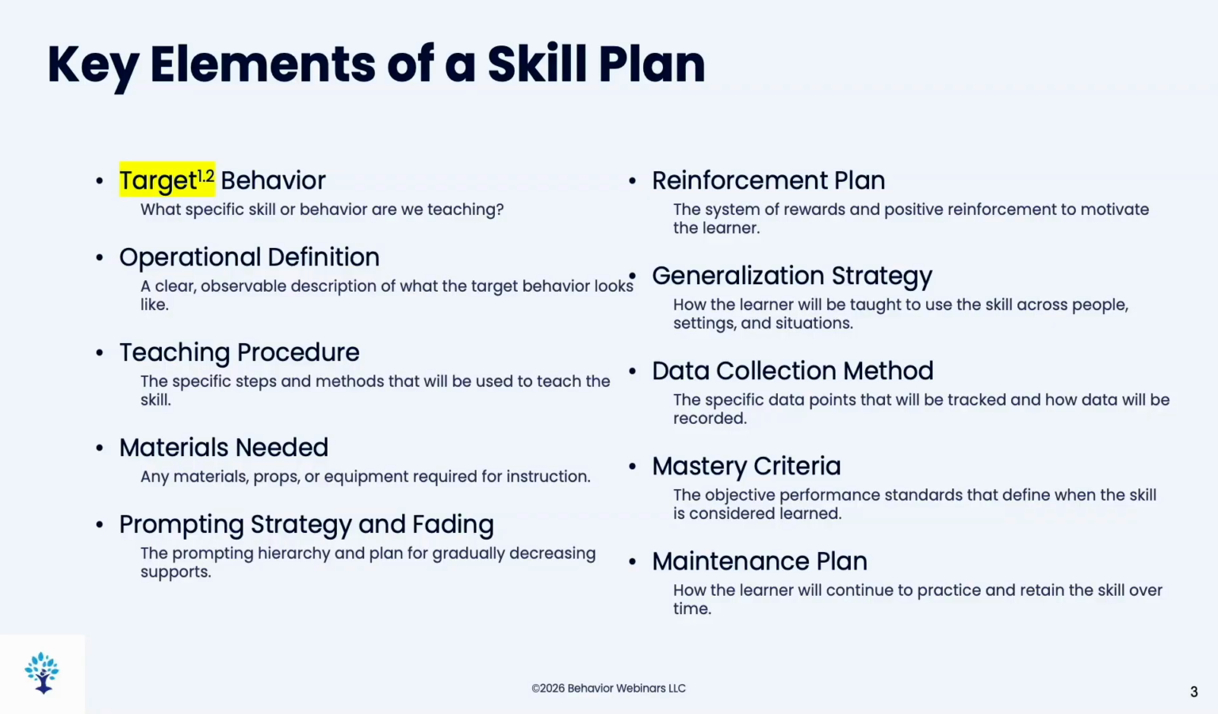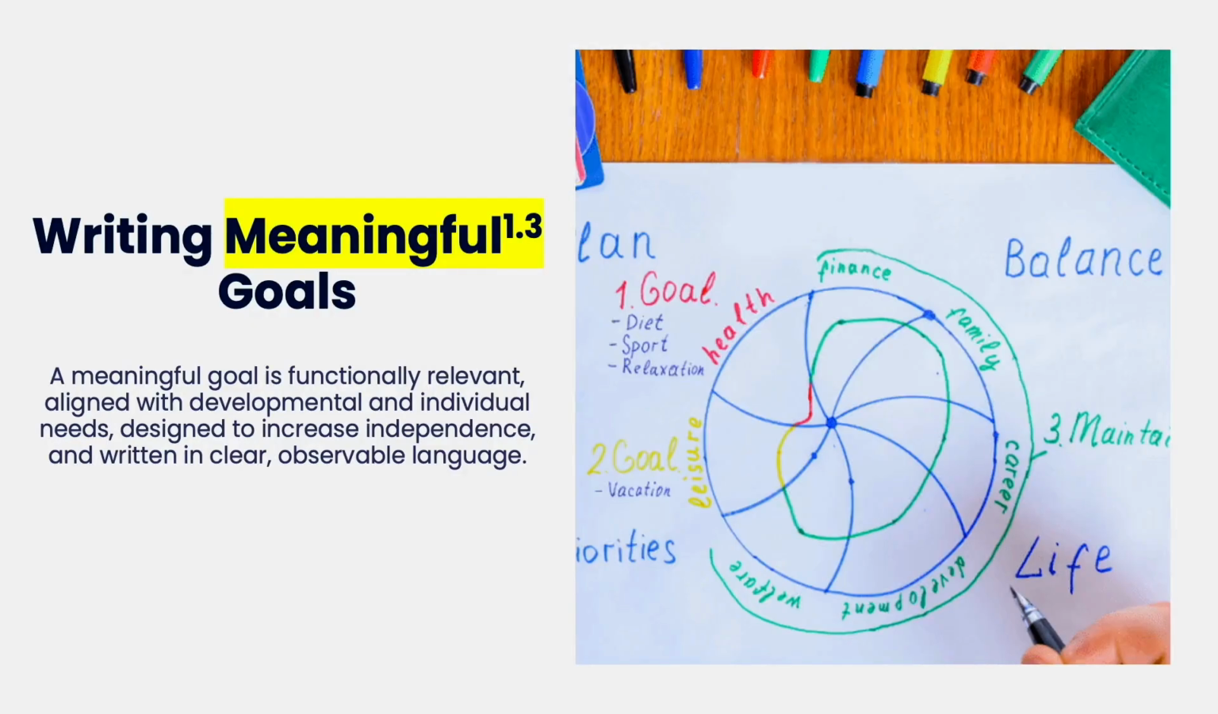And so primarily, I'm not going to go too deep into teaching procedure right now because that's the rest of this whole section. What I'm going to go into is what these goals should look like. How should these goals be written on a skills plan? Meaningful goals are functionally relevant, align with their needs, will increase independence, and are written in clear, observable language. And this slide, you really want to make sure that you're writing meaningful goals. They're meaningful not only in the context of being clear and observable that you can work with and others can work with, but also meaningful to the client.